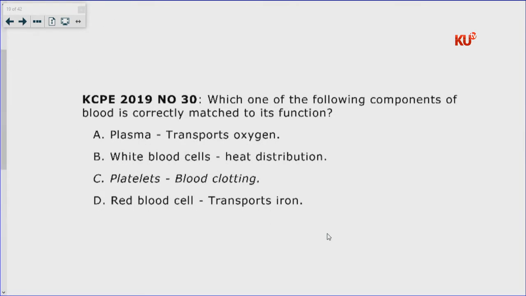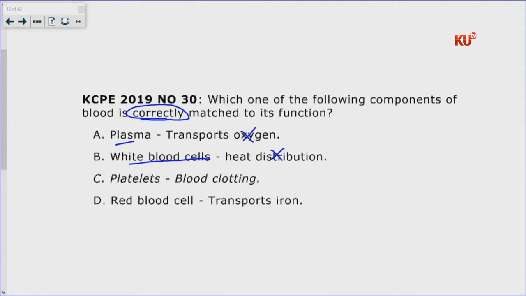Question KCP 2019, question number 30. Which one of the following components is correctly matched to its function? You always underline the keywords. Plasma transport oxygen, wrong. Remember, it does transportation but not of oxygen. White blood cells heat distribution, wrong. Heat distribution is done by plasma.